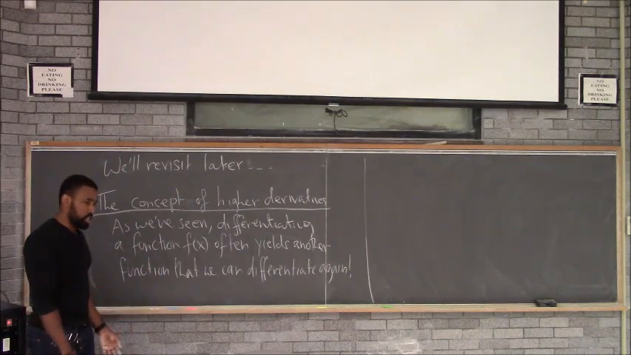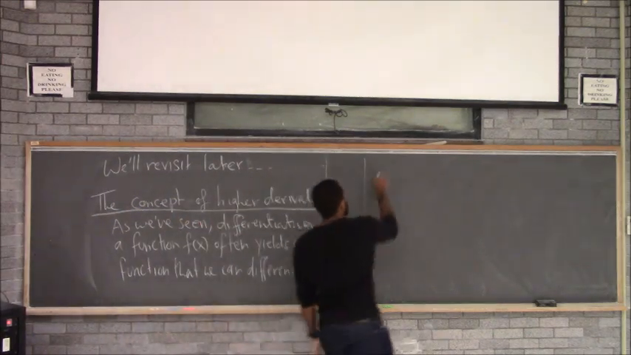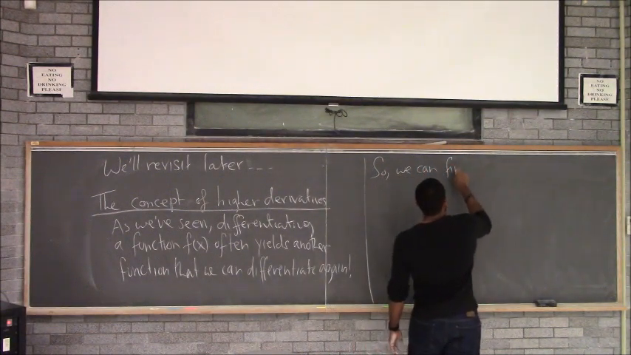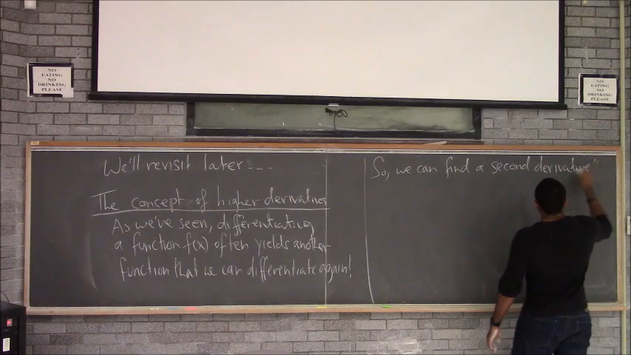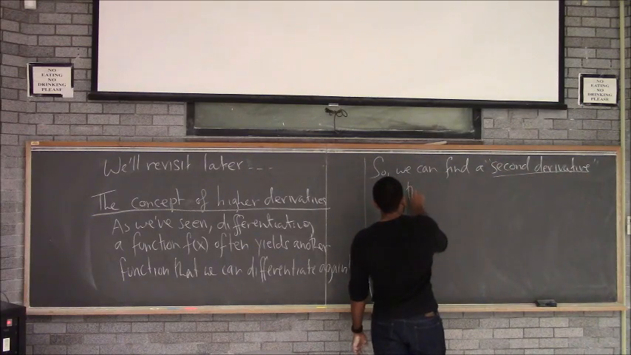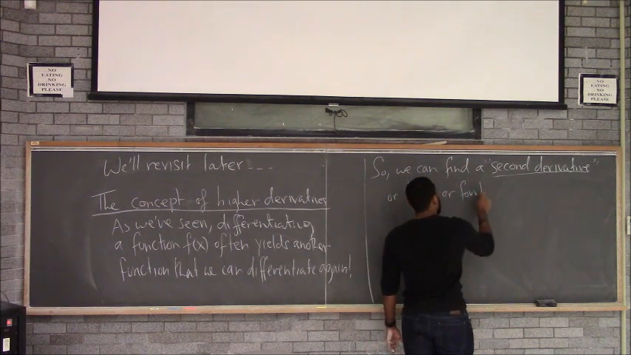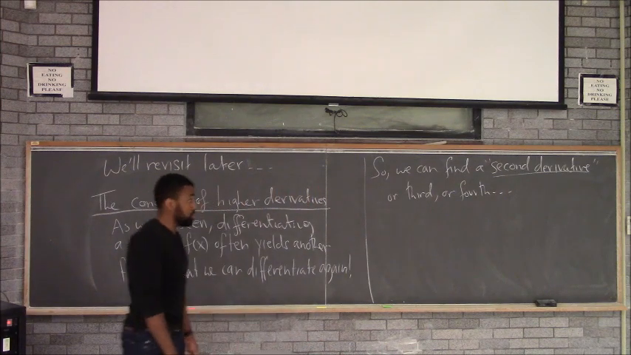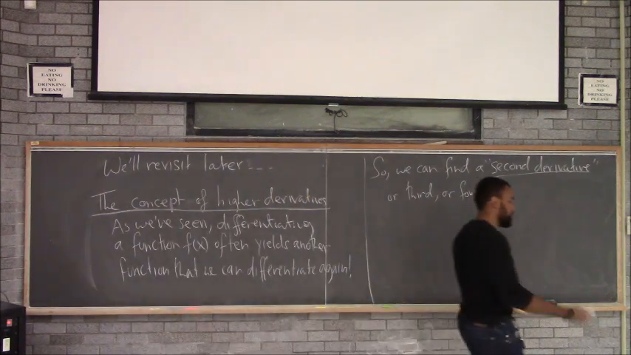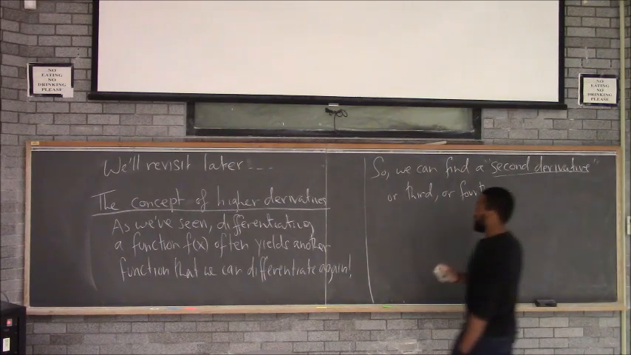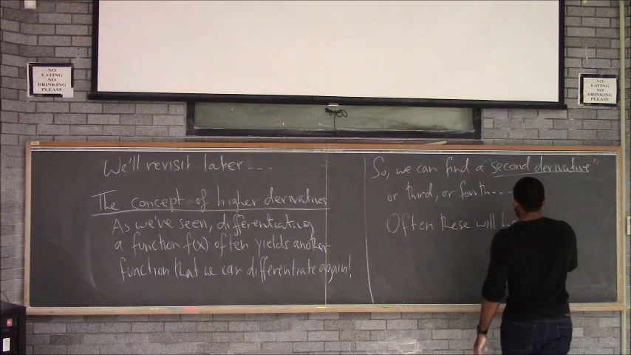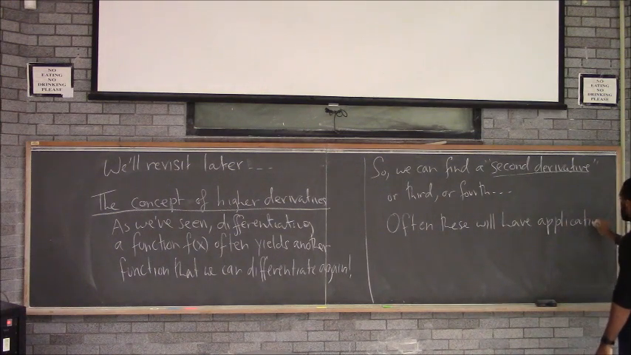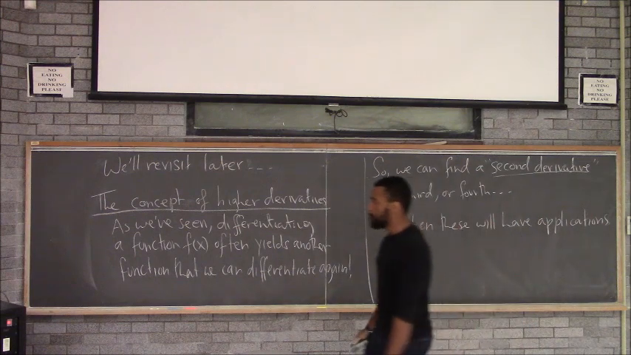But sometimes you can repeatedly differentiate something, and this yields what we call a higher derivative. So we can find a second derivative, or third or fourth, potentially ad infinitum, right? And so we can find derivatives of derivatives of derivatives a lot of times, and often these will have applications in and of themselves, which we'll discover some of as we move on. But for now, let me tell you about probably the one that's most immediate.